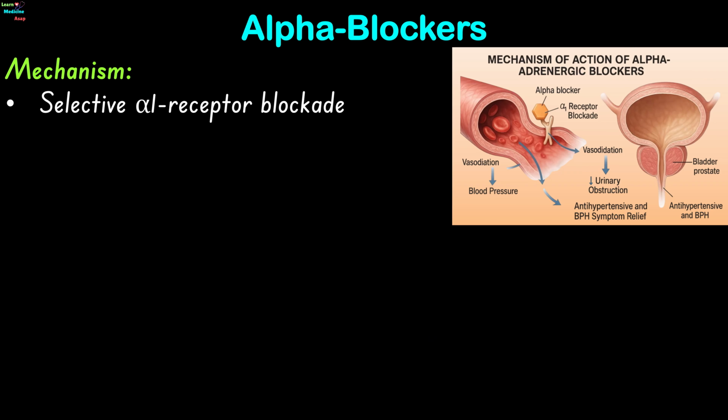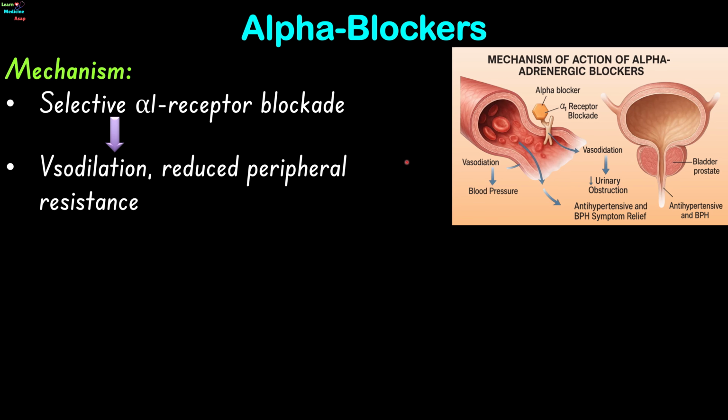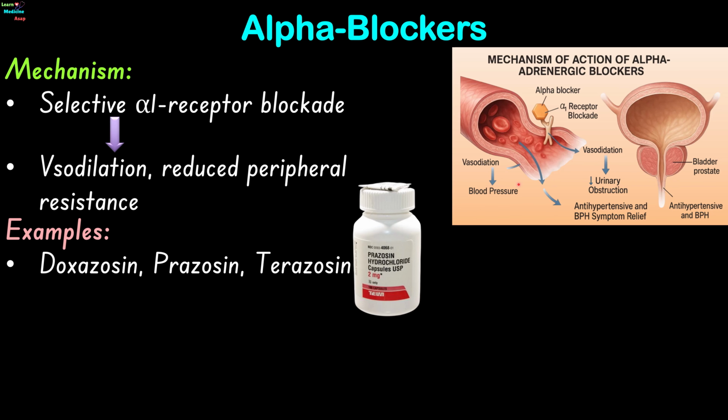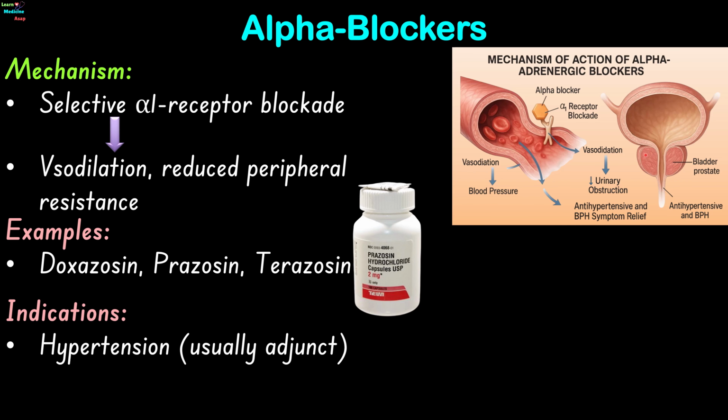Moving on to alpha blockers. These agents work by selectively blocking alpha-1 adrenergic receptors on vascular smooth muscle, leading to vasodilation and a reduction in peripheral vascular resistance. Common examples include Doxazosin, prazosin, and terazosin. While they can be used for hypertension, they are often relegated to adjunctive therapy because of their side effect profile.